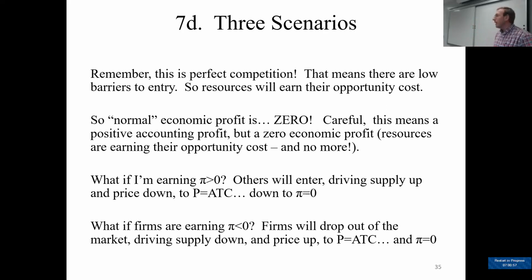Second option, what if the firms are earning a negative economic profit? In other words, they're making an economic loss. Well, eventually what's going to happen, as soon as they can exit the market, some firms are going to drop out. Why would you stay in a market where you're losing business? So firms are going to drop out. That drives supply down. Lower supply means price goes back up, back to normal economic profit.